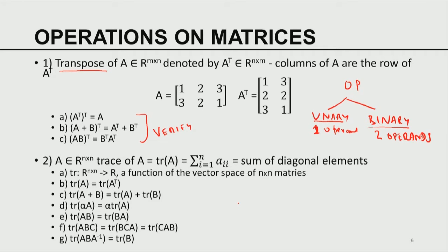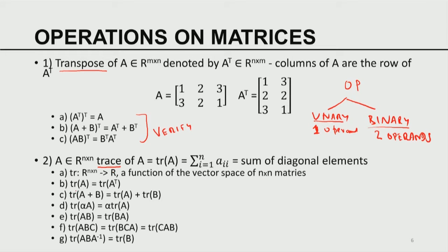The next unary operation is called the trace of a matrix. Trace of a matrix is defined to be the sum of the elements of the diagonal. So if I have a matrix A, it is simply the sum of A_ii, when i is equal to 1 to n, I get A11, A22, A33, Ann. So trace is a functional. It's a function from R^n×n to R. You can think of it as a functional.